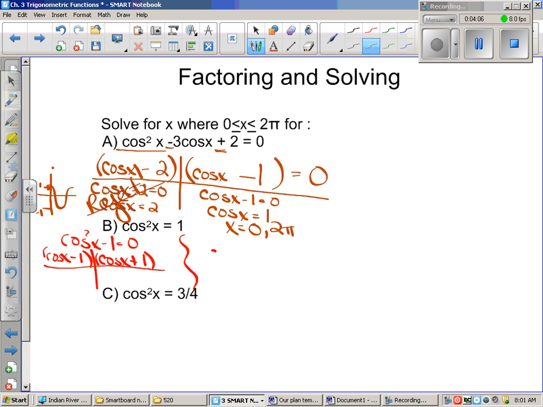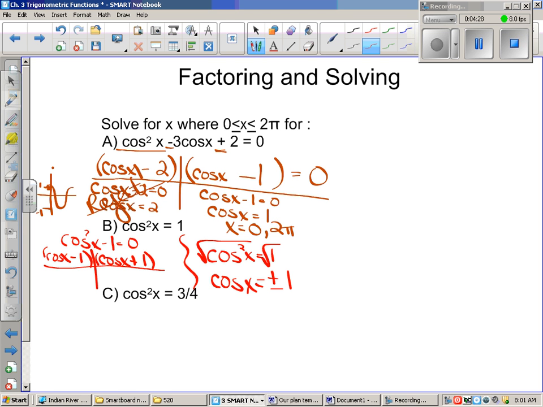Or option number 2, cosine squared x equals 1. How do I get rid of a square? Square root. But we remember, at least I hope you remember, that whenever you take the square root of a function, you get plus or minus. And so the question then asks, when is cosine either positive or negative 1?